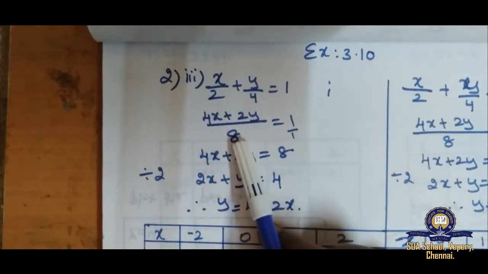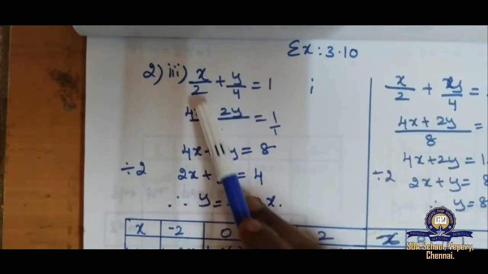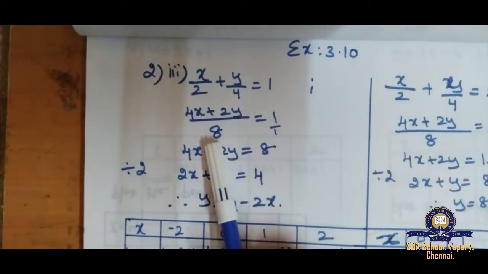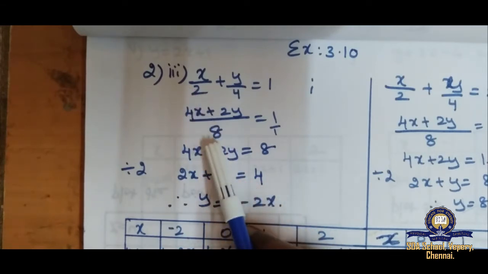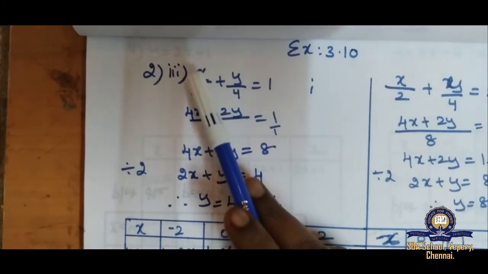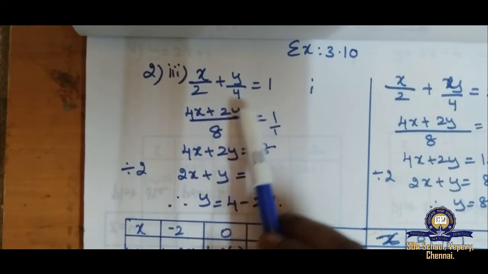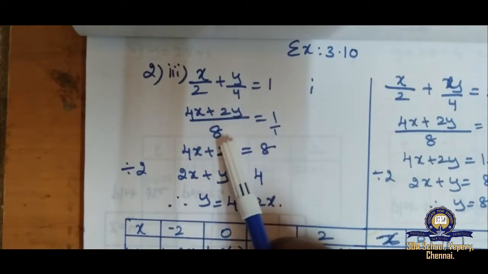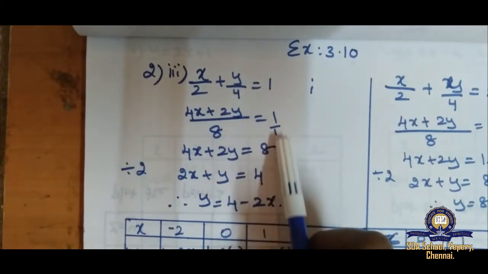2 and 4, I have already taught you how to do the LCM part. So 2 and 4 I have multiplied and written as 8. See how many times this 2 is multiplied to make 8. 2 is multiplied 4 times. That 4 should be multiplied with the numerator. 4 into x is 4x. Same way, check with 4: how many times is it multiplied for 8? 4 2s are 8. That 2 is multiplied with y and written as 2y is equal to 1.